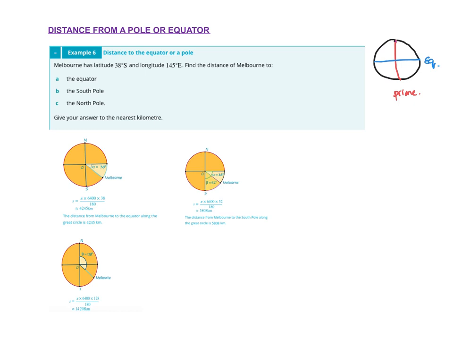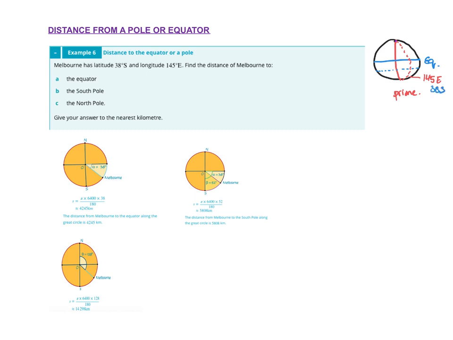I'll just draw it in dotted. It's on this 145 east longitude, and it's on the 38 south latitude.